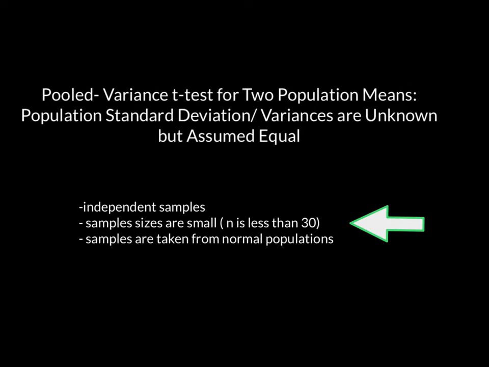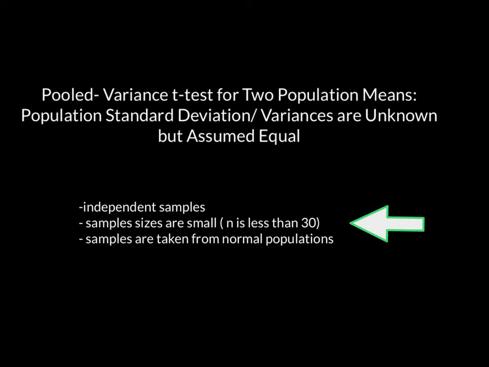Hi, in this video, I'm going to discuss how to apply the pooled variance t-test for two population means. This is done when the population standard deviations or variances are unknown, so we don't have any information about the population standard deviation. And the added condition is that these variances or standard deviations are assumed to be equal. Another case of this t-test for two population means will involve variances or standard deviations that are assumed to be unequal. But in this video, we'll focus on the variances that are assumed equal.